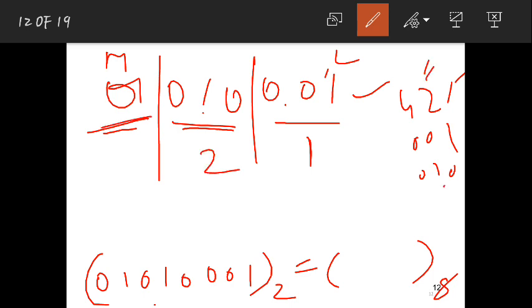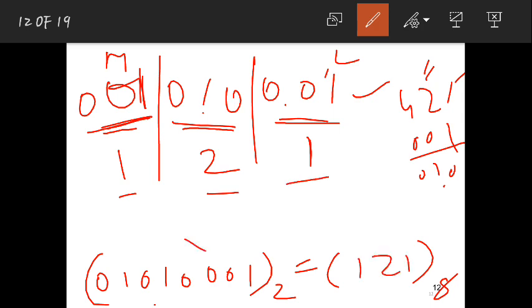Next, here I don't have 3 bits. I have only 0 and 1, 2 bits. Whenever I have fewer bits, I can add 0 to my left side; it doesn't change anything. So I'll add 0, and now I got 0 0 1, which is again 1. So 1 2 1 is my octal number.